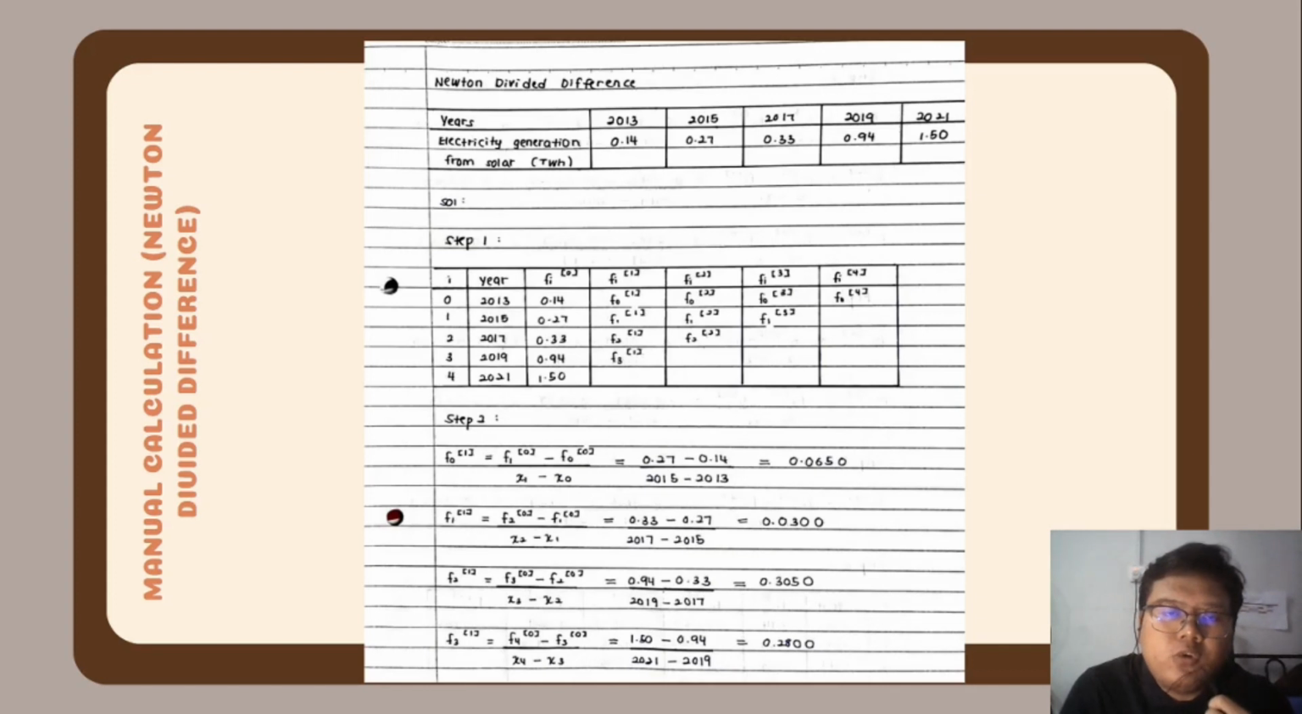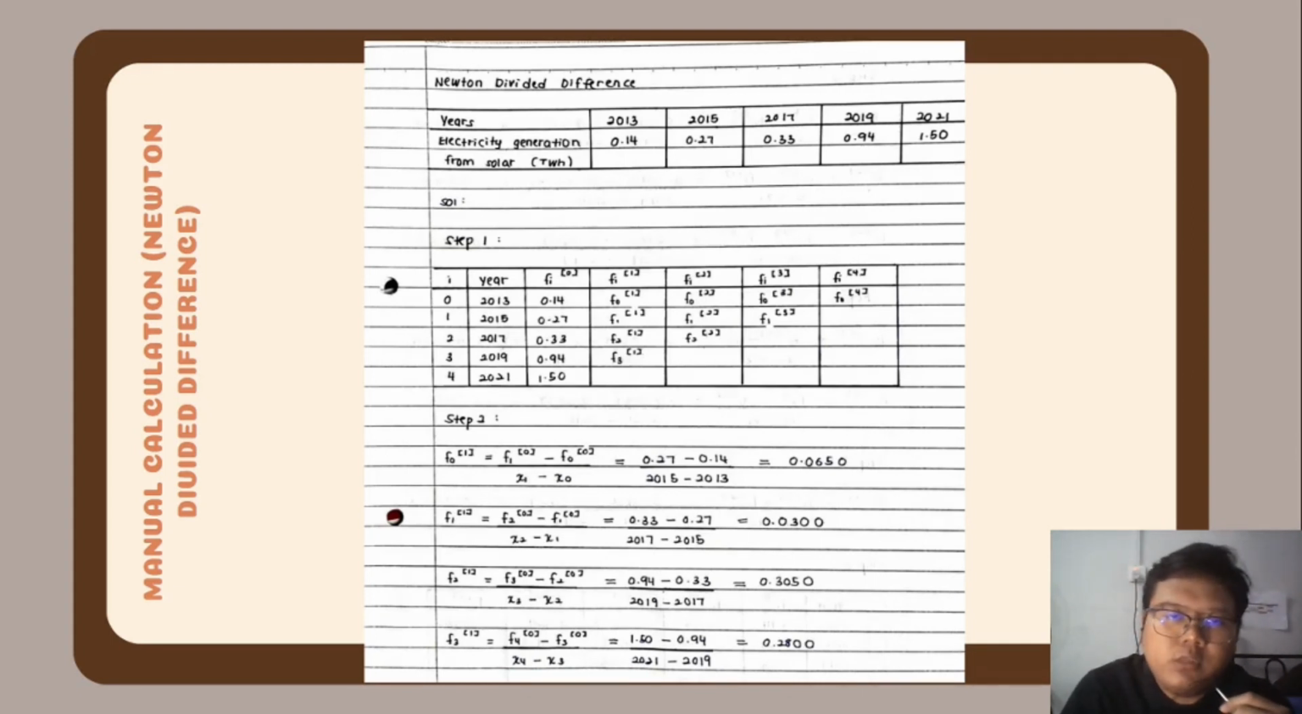Today I want to present the manual calculation and simulation for the Newton divided difference method. For the information, our group took data from a website on solar power used in Malaysia for the years 2013, 2015, 2017, 2019, and 2021, and we need to find the solar power usage for 2020. The Newton divided difference method has six steps to find the 2020 solar power usage.